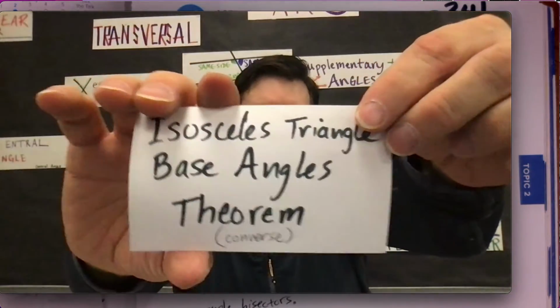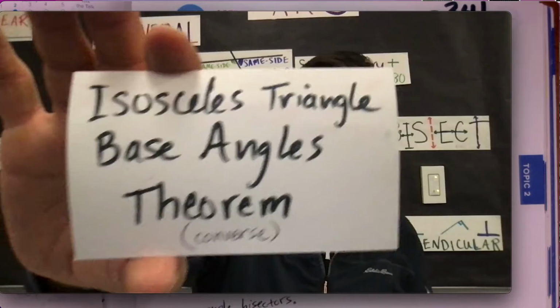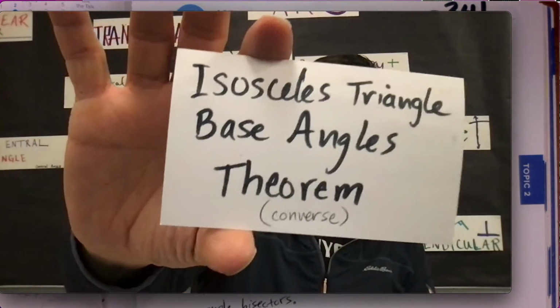Yo everyone, this is page 341. No, I did not rhyme one with one. It's the Isosceles Triangle Base Angles Theorem Converse. Have your note card ready to go.